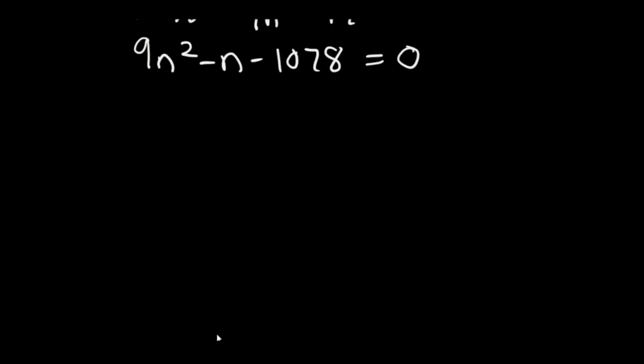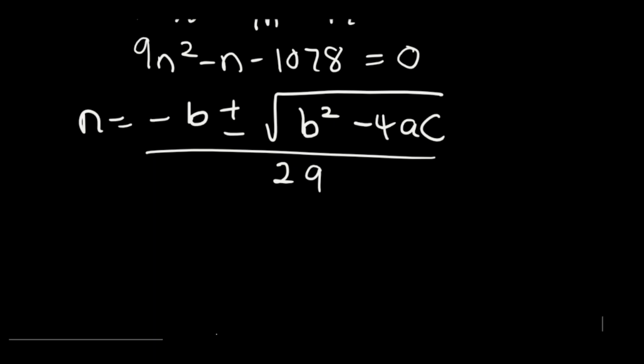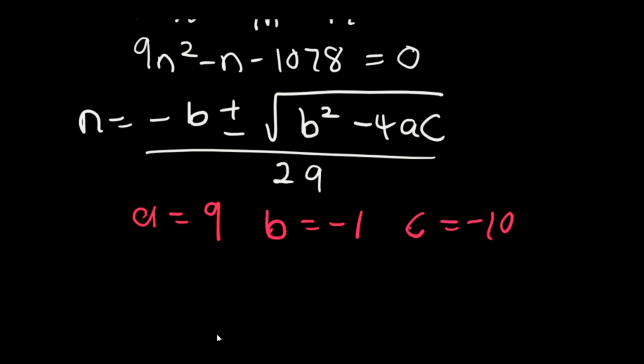To find the n value for this, you remember that the standard form of a quadratic equation, let me just use the one with x, is ax squared plus bx plus c, right? Why are we using this? It's the same standard form, so hence we will use the quadratic formula to find the value of n for this one here. So the quadratic formula is n equals minus b plus or minus the root of b squared minus 4ac, divided by 2a, right? Of which our a value is 9, our b value is minus 1, and our c value is minus 1078.